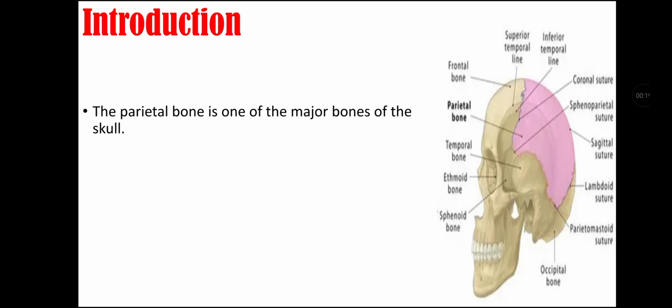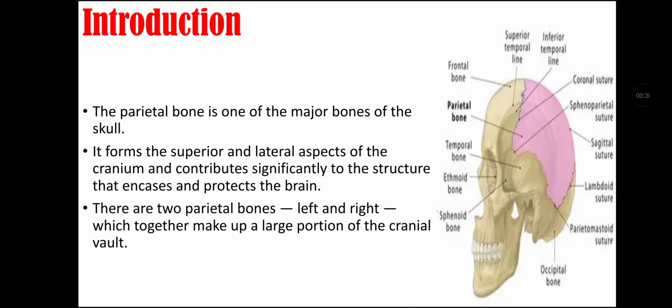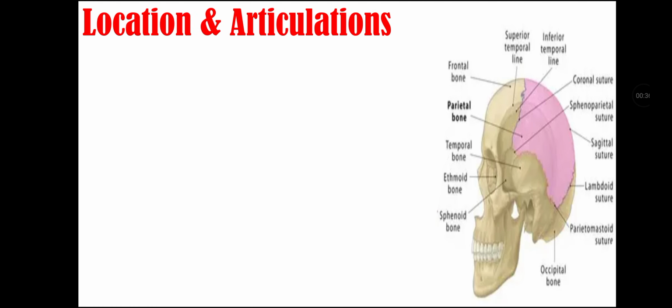Parietal bone is one of the major bones of the skull. It forms the superior and lateral aspect of the cranium and contributes significantly to structures that encase and protect the brain. There are two main parietal bones, left and right, which together make up a large portion of the cranial vault.